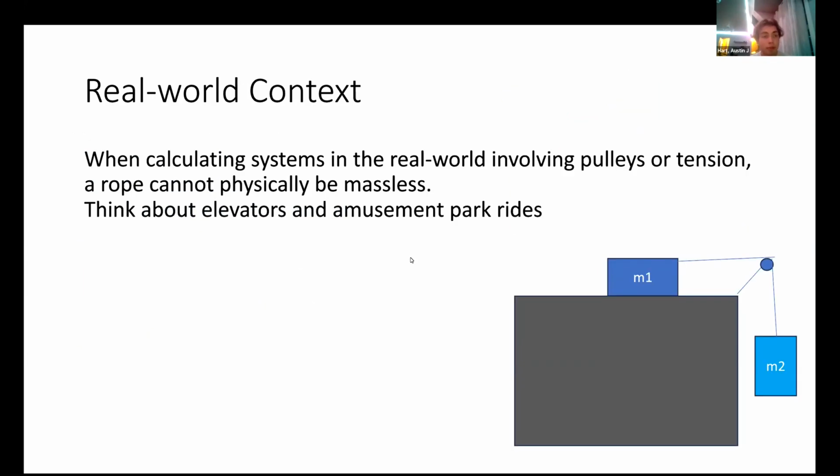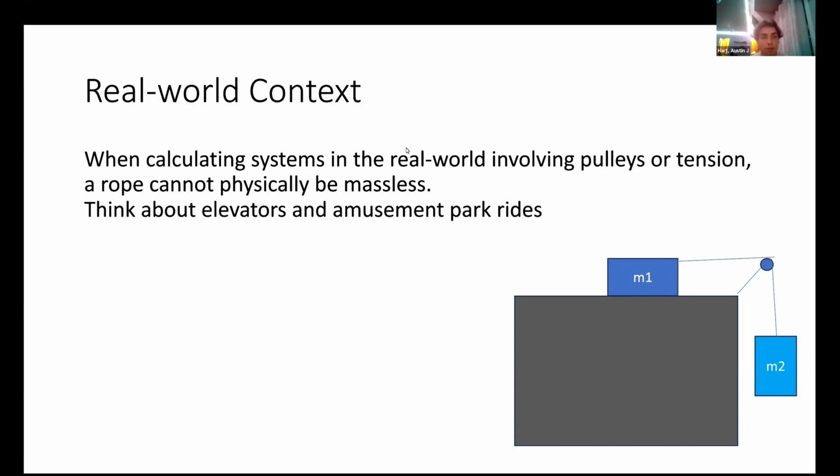All right, and as for the real world context of this problem, when you're calculating systems in the real world involving pulleys or tension, a rope cannot physically be massless.